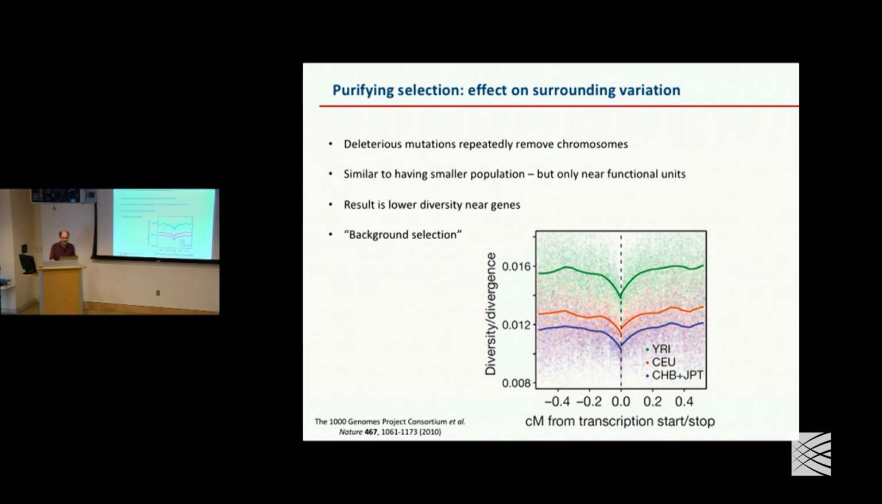And again, it's easy to see. You just look at the total diversity in a broad region around a gene. This is 1,000 Genomes data again. You can see that there's a marked decrease in diversity right around a gene.